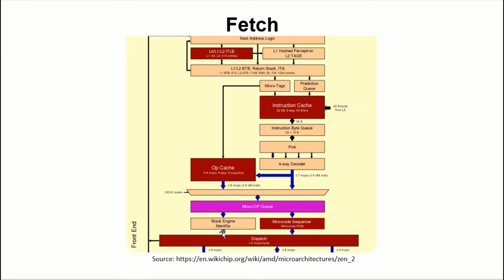Then it will go through the stack engine, main file, micro-ops sequencer, microcode ROM, and the dispatch unit distributes micro-ops to the integer and floating point execution units, where it can dispatch up to 6 micro-ops per cycle to the integer execution unit and 4 micro-ops per cycle to the floating point unit.